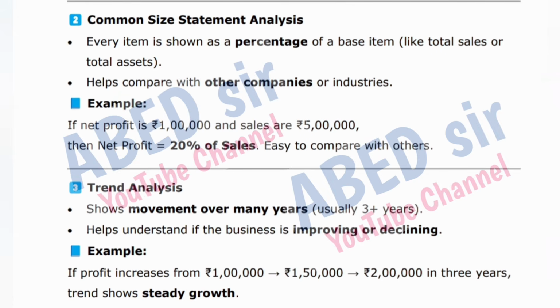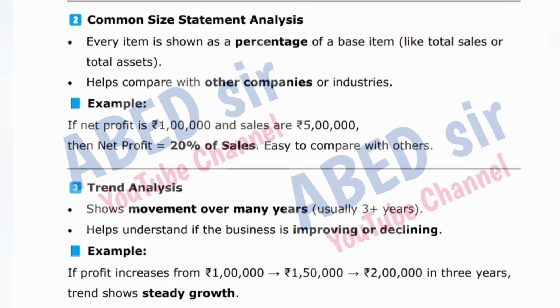2. Common size statement analysis. Every item is shown as a percentage of a base item, like total sales or total assets. Helps compare with other companies or industries. Example: if net profit is 1 lakh rupees and sales are 5 lakh rupees, then net profit is equal to 20% of sales. Easy to compare with others.